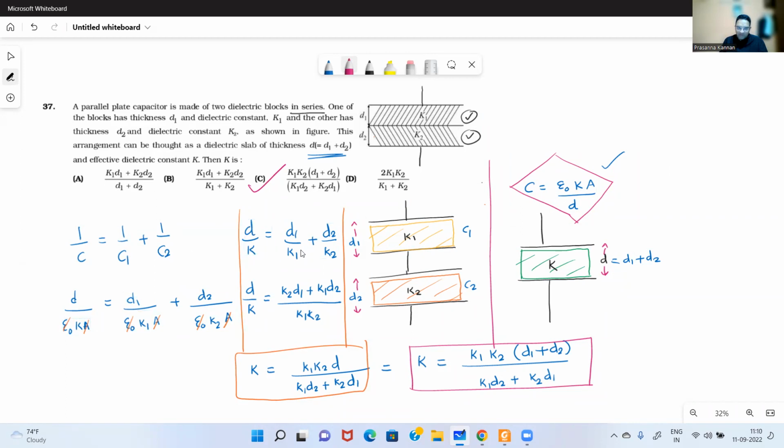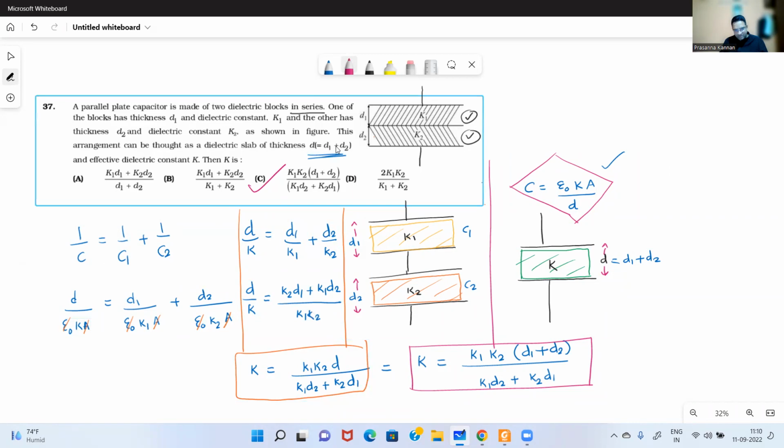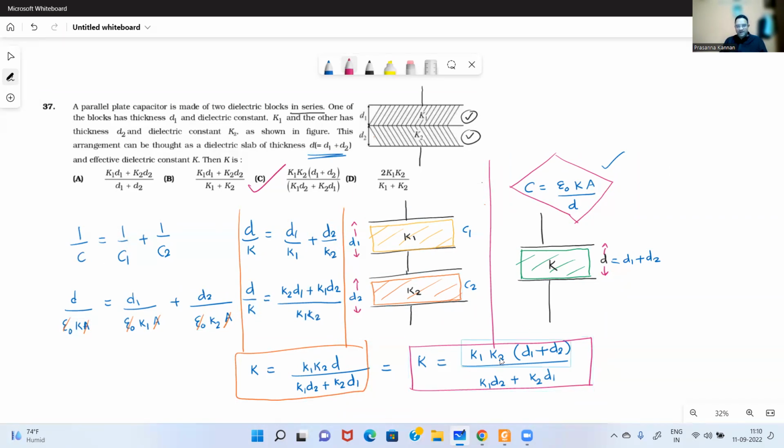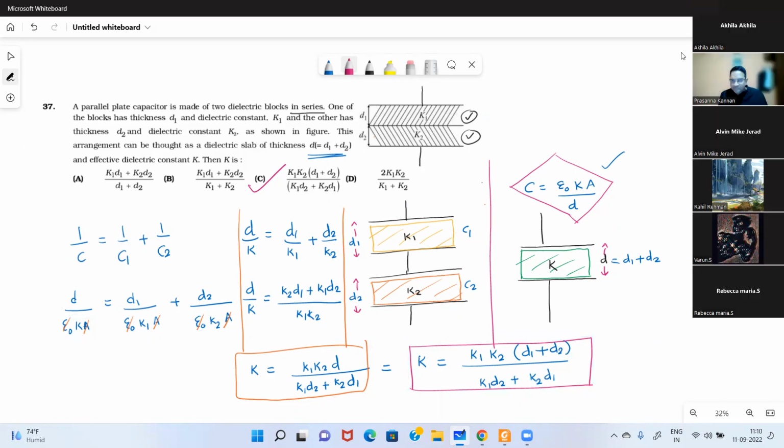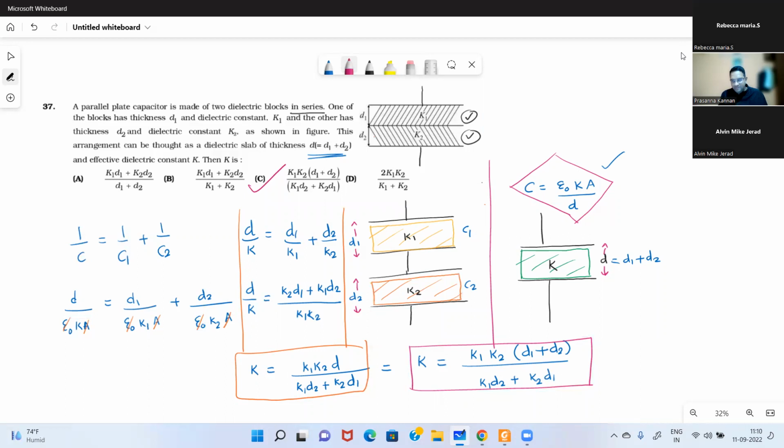So D by K is equal to D1 by K1 plus D2 by K2. If you take LCM, it will be K1 D2 plus K2 D1 divided by K1 K2. Take reciprocal and move the D this side. So it will be K1 K2 D divided by K1 D2 plus K2 D1. D is nothing but D1 plus D2 as given in the question. So it's K1 K2 into D1 plus D2 by K1 D2 plus K2 D1. Is it clear to everyone? Yes, sir. Very good. Fantastic.